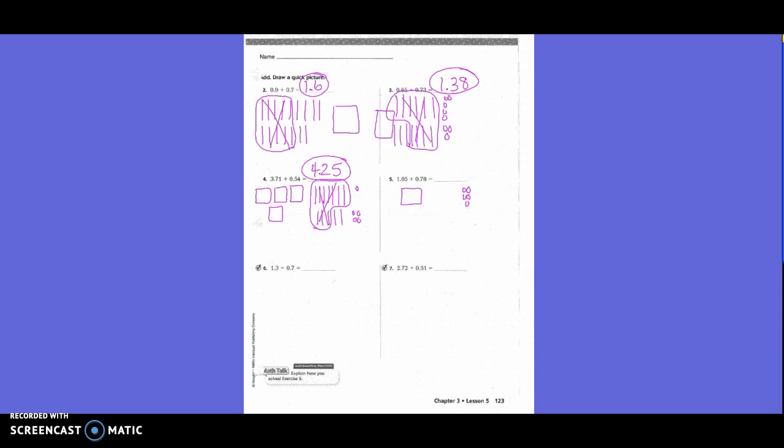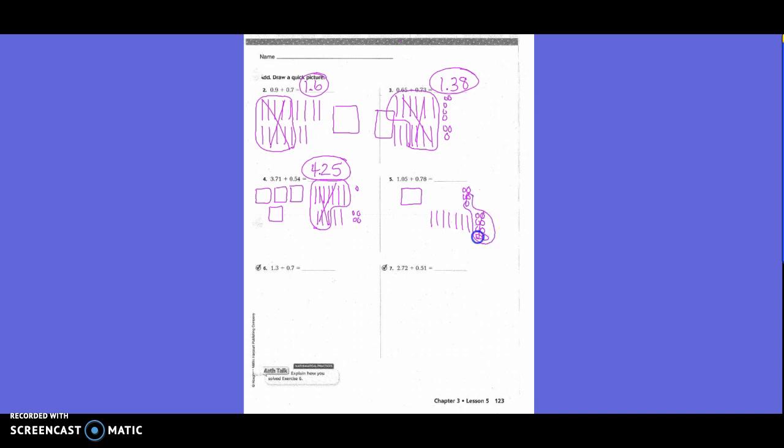Okay. The next one, how many flats do I draw? 0. How many longs do I draw? 7. How many small cubes do I draw? 8. Okay. Now, can I regroup with my small cubes? Yep. So I had 8 here, so that means I need to take 2 from here.